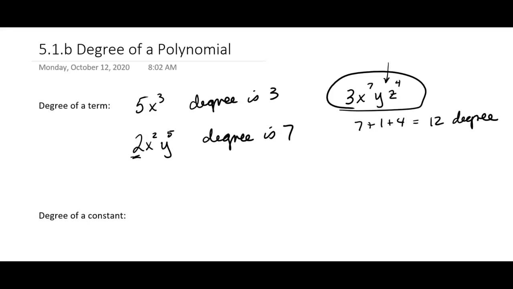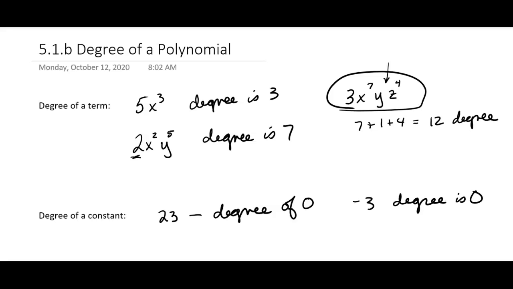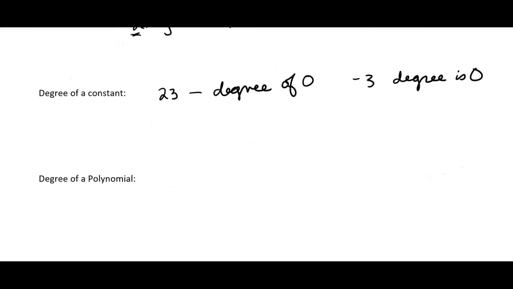Okay? The degree of a constant, we talked about this, a constant is just the numeric, there's no variable, just a number, there's no variables in it. So 23 has a degree of 0. Or negative 3, degree 0. Okay, so that'll help us.